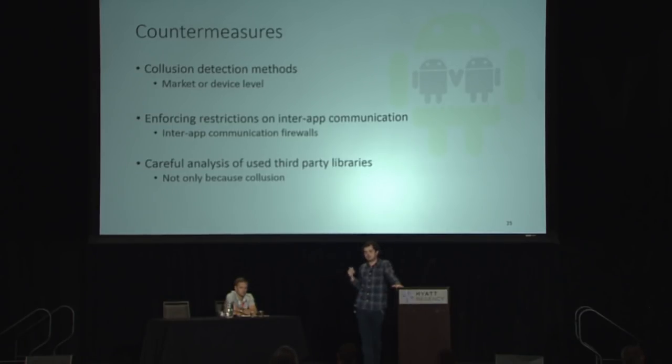And obviously, the third part is just an obvious thing. Developers should be careful when they are embedding third-party libraries, because they should know what they are embedding in their apps. Not only because of collusion, but because you can insert into your app many, many different malicious behaviors.